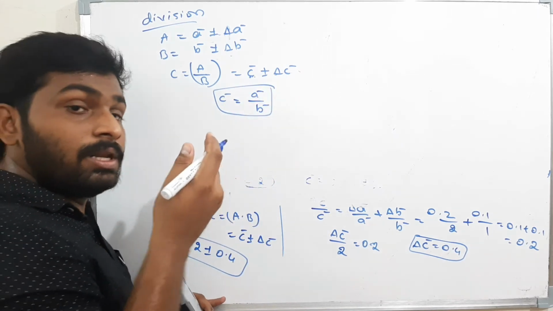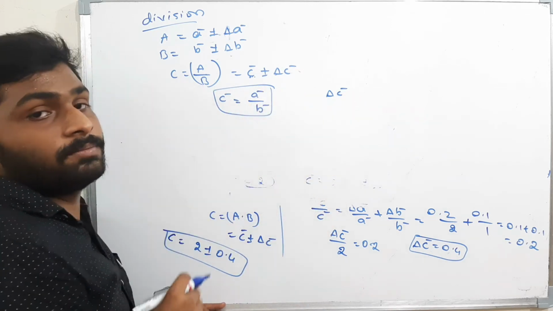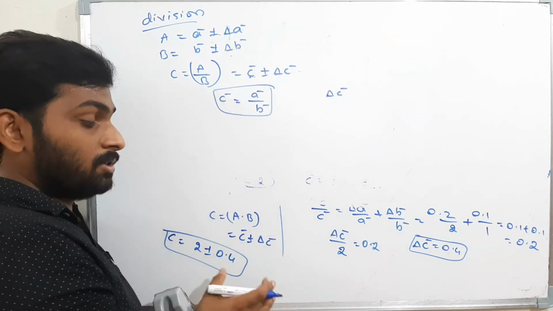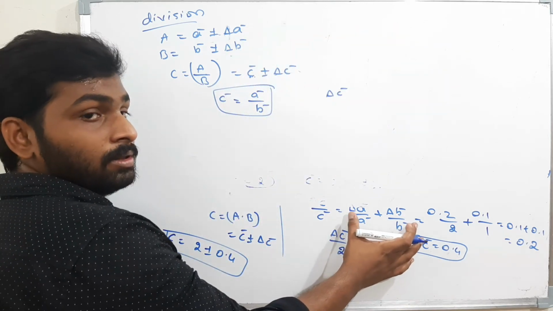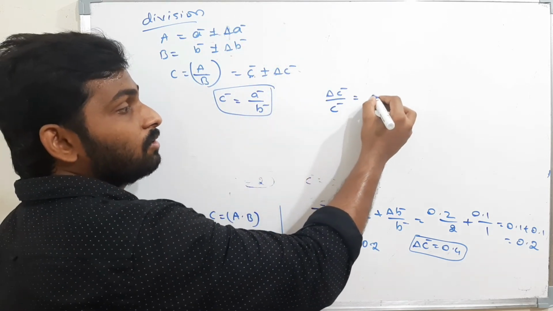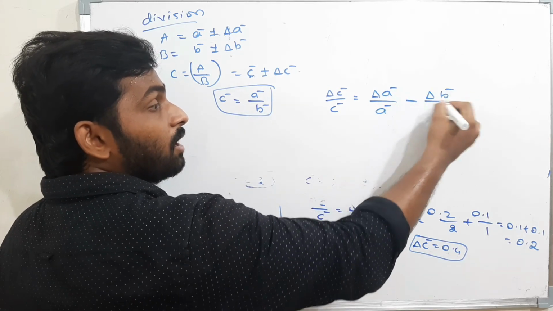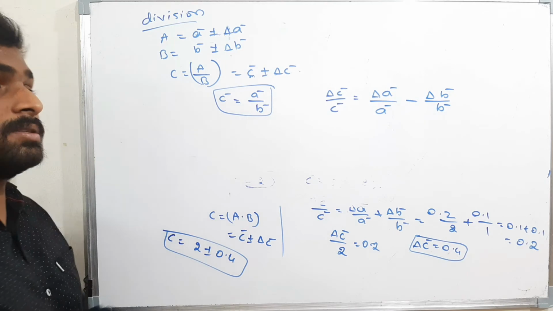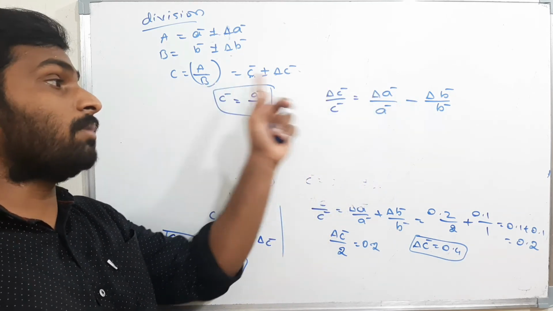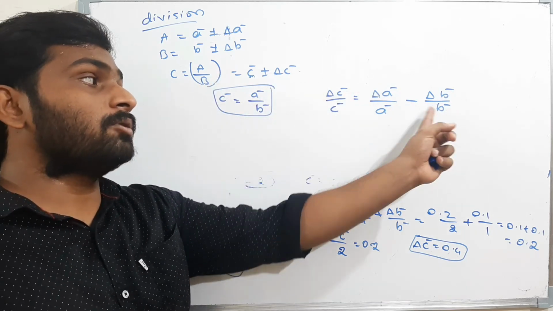Now when it is in division, how to find delta C bar? In addition and subtraction I find it directly, simply adding delta A bar plus delta B bar. But when it comes to multiplication, I use this formula. The same formula I am using for division also. Therefore delta C bar by C bar is equal to delta A bar by A bar minus delta B bar by B bar. Why did I write minus? Because the denominator terms, when finding the errors, will become minus. B is in the denominator. Therefore for delta B bar by B bar I should keep minus.